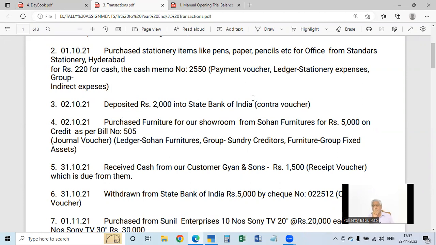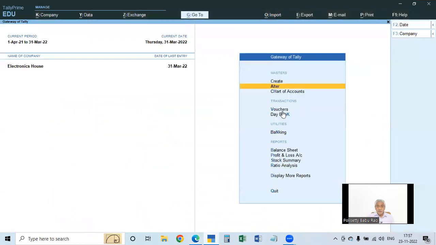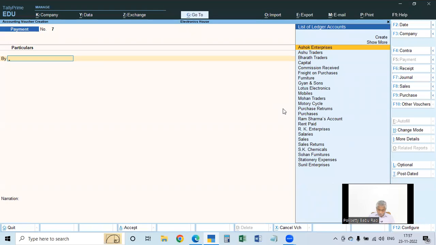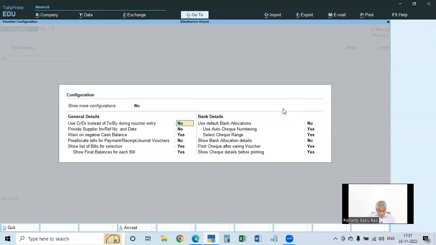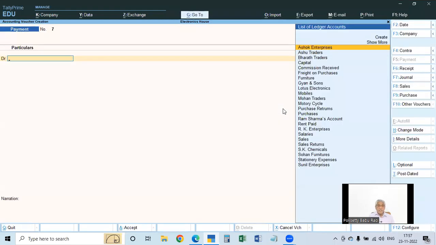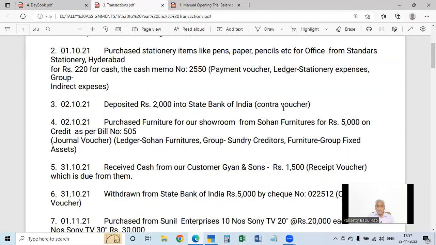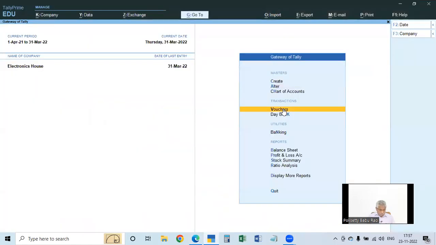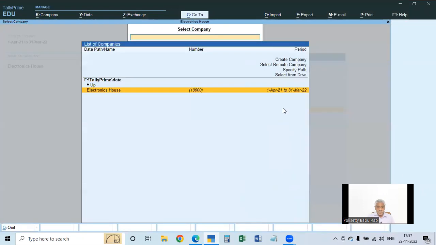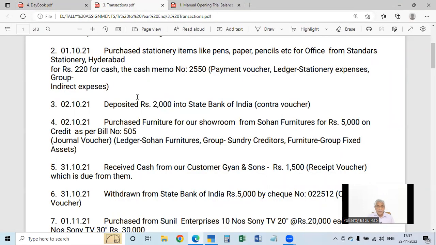Instead of To and By, you can make the setting, go to F12. See here. When you are writing the vouchers, go to F12. Here, the first one is use debit/credit instead of To and By. You save this, then you will get debit and credit only. Then there will be no problem for you. If you follow debit and credit, it will be easy for you. Okay. Nice. So this one, State Bank of India, you paid into the bank, means State Bank of India debit, and deposited cash means cash account credit in the contra voucher.